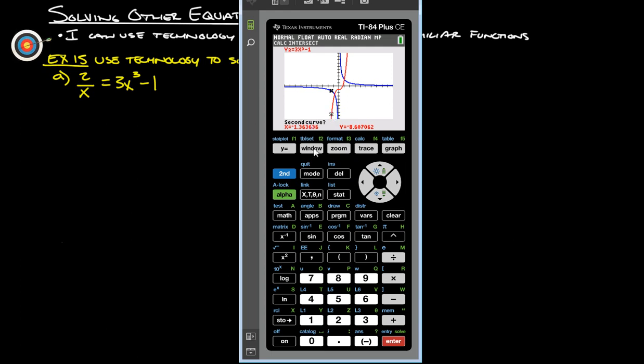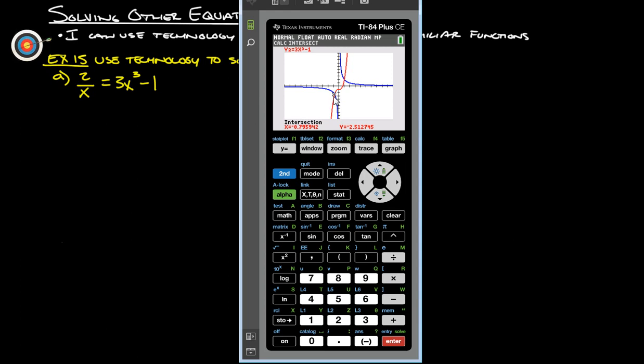Is this the second curve? Is this the other one that we want to find the intersection of the two graphs? Yes. And then it's going to ask you a question. Do you want to guess? It's like, sure, go ahead, guess. But just go ahead and push enter. And then what it's going to do is actually calculate what the intersection point is right there.